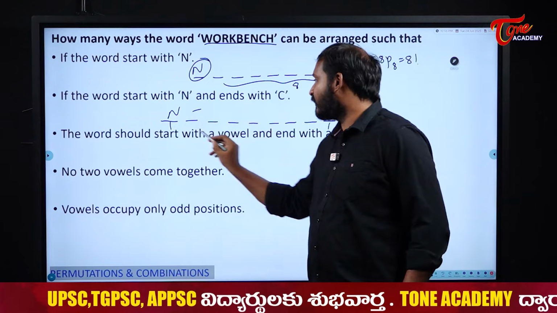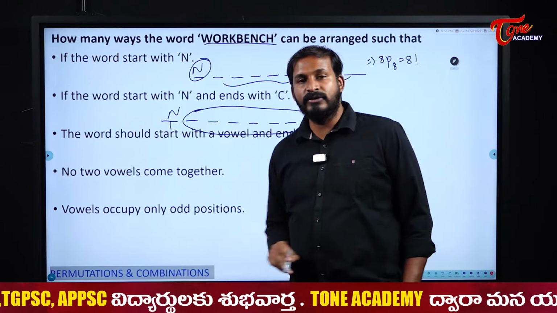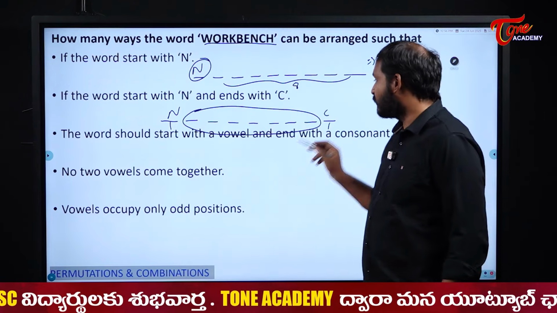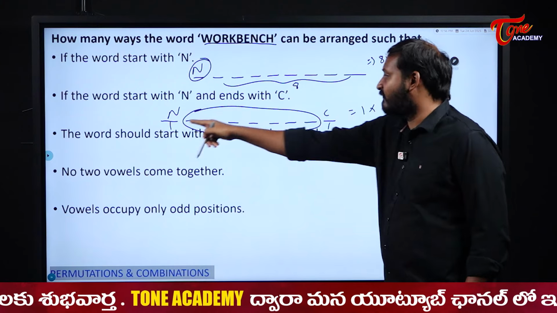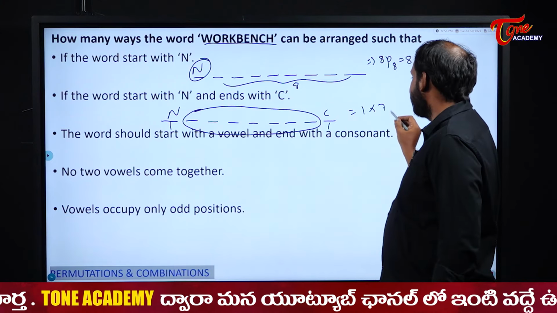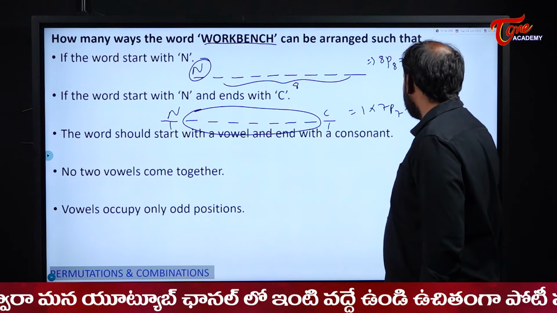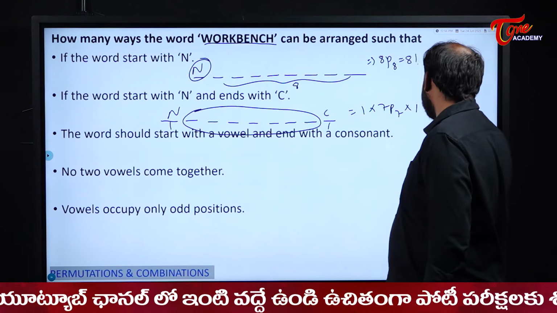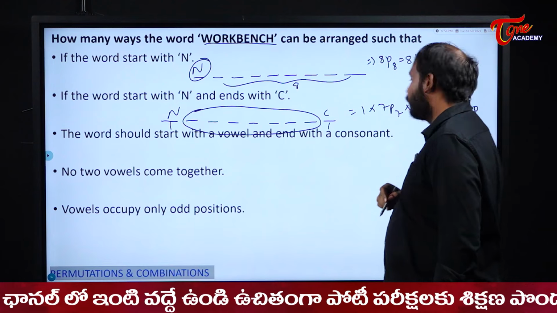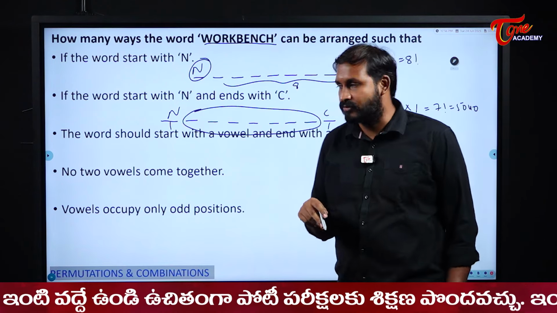And how many are left for me more? 7. These 7 positions should be filled with 7 letters. So that can be written as 1, this one is for N, 7p7 into 1, this one is 1. So overall it will finally become 7 factorial, which is equal to 5040.